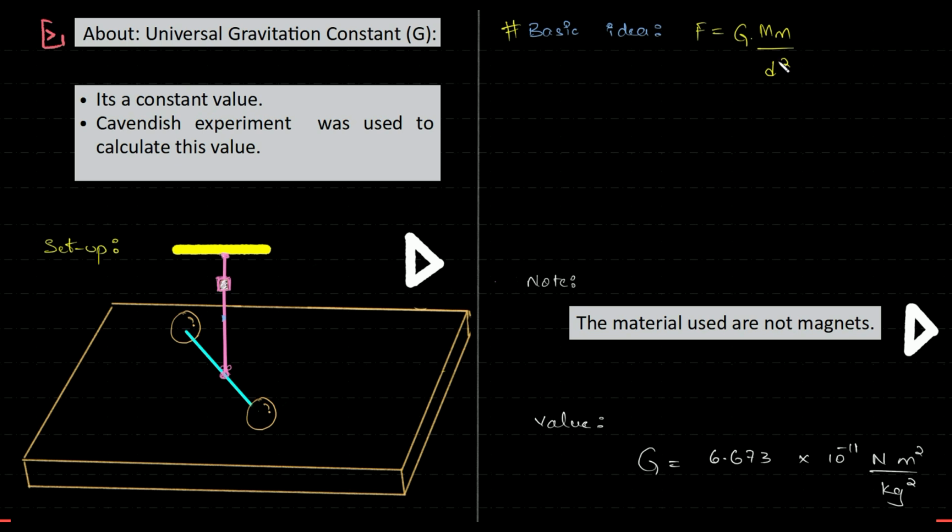What is this capital G doing? This capital G is your proportionality constant. It's a constant value and it's not equal to 1, unlike your F is equal to ma, wherein the proportionality constant happens to be 1. It's not so over here. Here the constant is 1, by the way. Over here it's not. It is actually equal to this particular value.